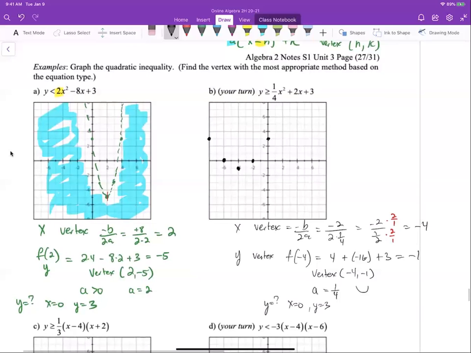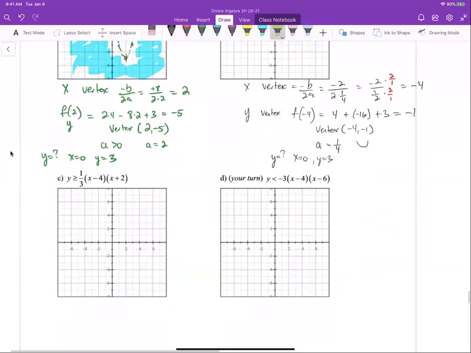Now I have greater than or equal to, so I have a solid line, and this is what this would look like. And because it's greater than, I'm going to shade the region above the graph, okay?